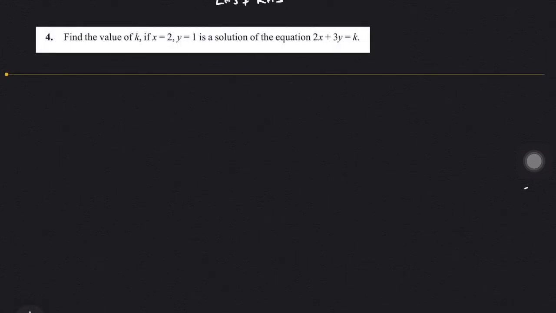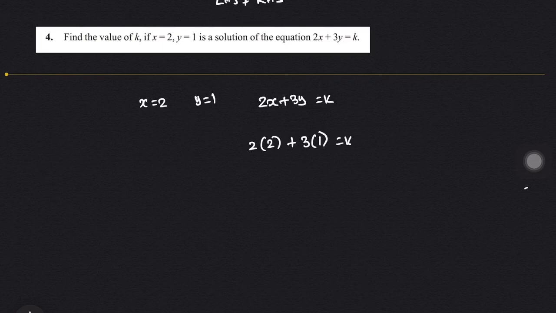Find the value of k if x equal to 2, y equal to 1 is a solution of the linear equation 2x plus 3y equals k. So the given values are x equal to 2 and y equal to 1, and the linear equation is 2x plus 3y equals k. Just substitute the values: 2 times 2, then 3 times 1, equals k. Then 4 plus 3 equals k. Finally the value of k is equal to 7.